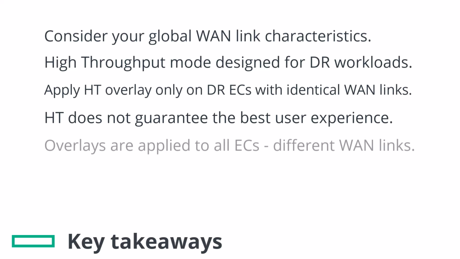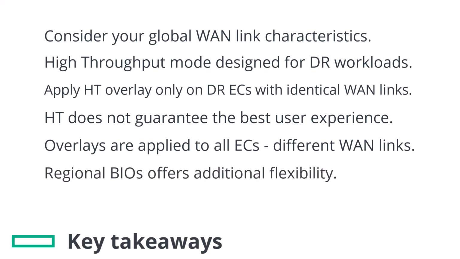Finally, also bear in mind that these link bonding mode decisions will usually be applied to all your Edge Connect sites where all sorts of different WAN links and characteristics will be present, from DSL and LTE right up to multi-gigabit circuits. As a side note, with regional BIOs, there is the flexibility to customize the link bonding policies in a specific region. For example, if in a defined region you have multiple circuits with latencies that are the same, then the HT or HE modes may be applicable and configured just for that region.